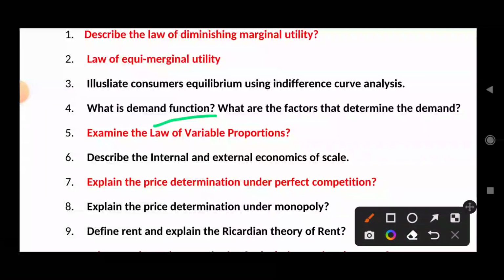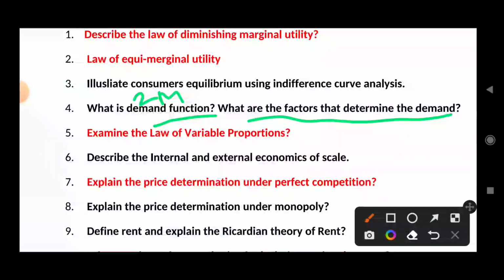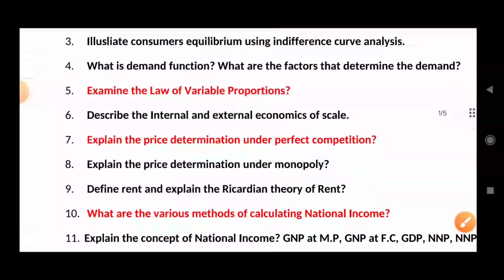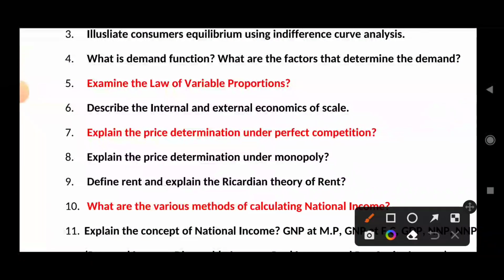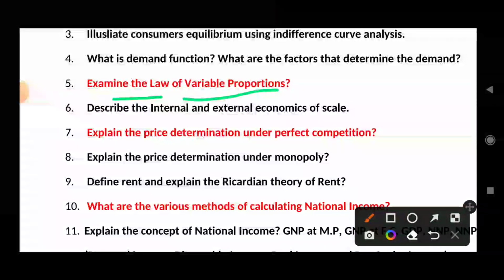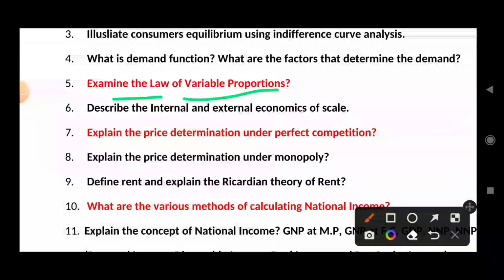This demand function may be asked in 2 marks sometimes, and these factors determining demand may be asked even 5 marks. Sometimes both together will be asked as a long question. Explain the law of variable proportions and describe the internal and external economies of scale. These may be asked in short question also sometimes.